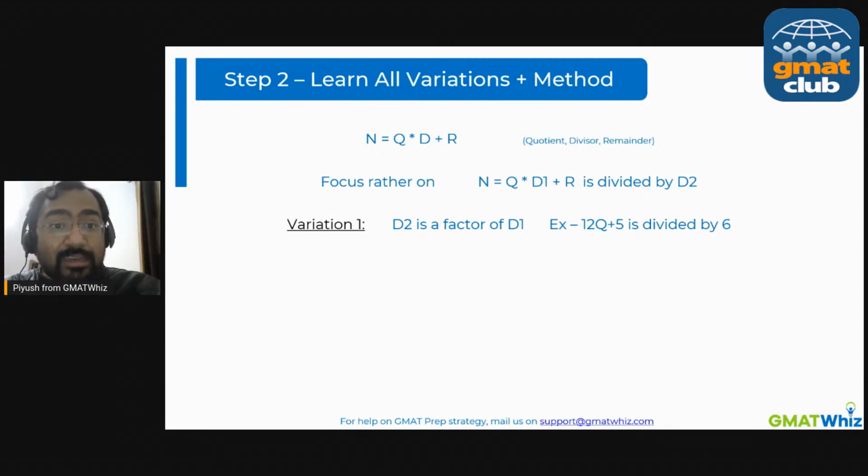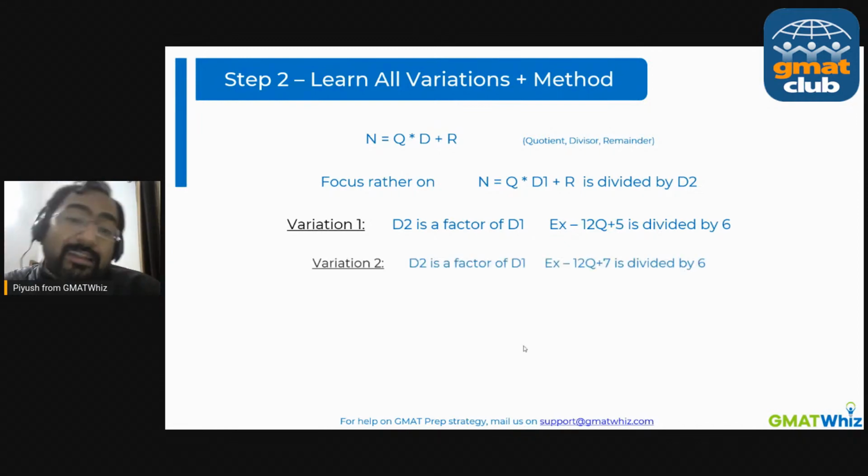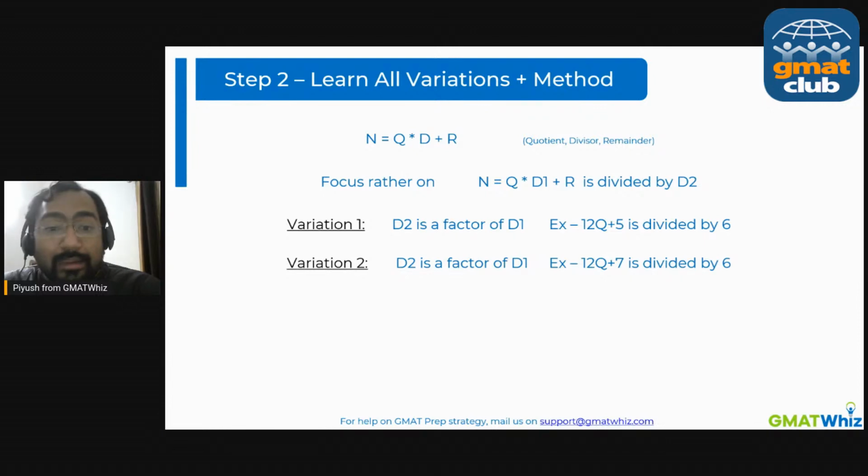This is one variation, an easy one, although you need to know it, since some people just learn these variations. But then there is another variation to this: D2 is still a factor of D1, but in this case, the remainder is bigger than the divisor D2. That's a slightly different variation. People are still prepared for this.